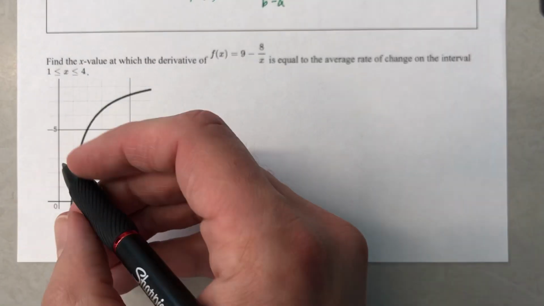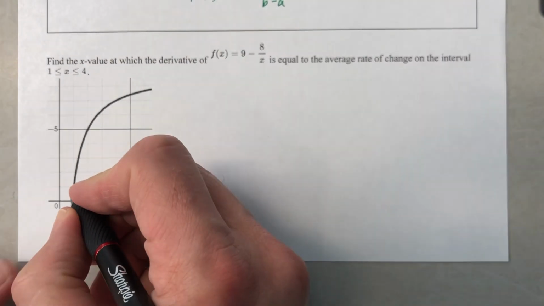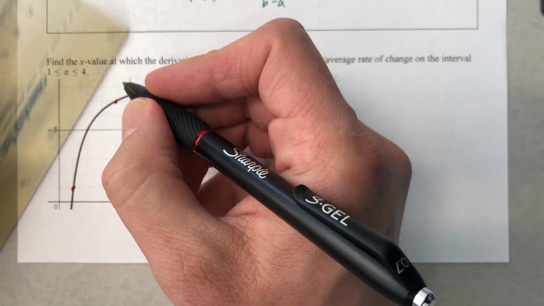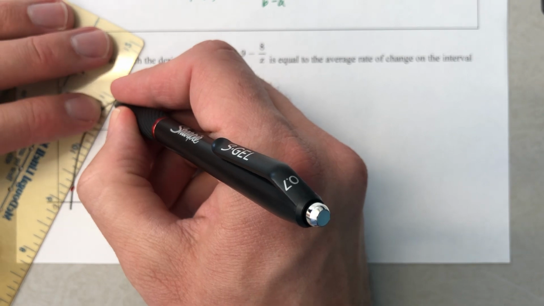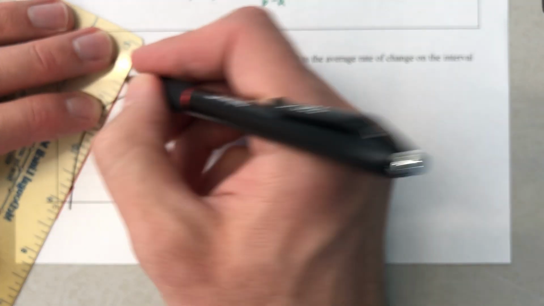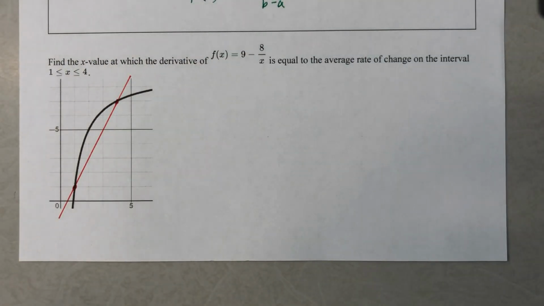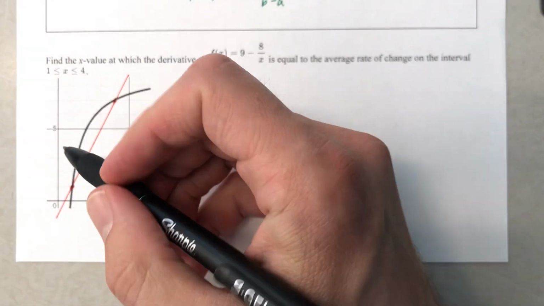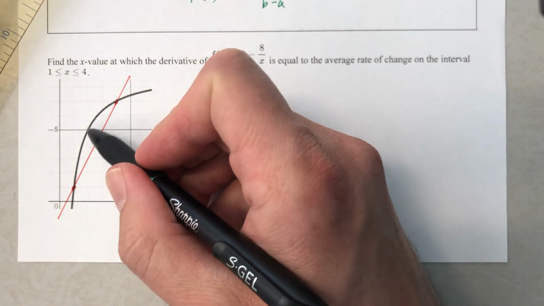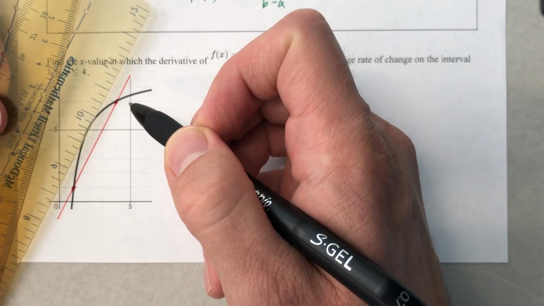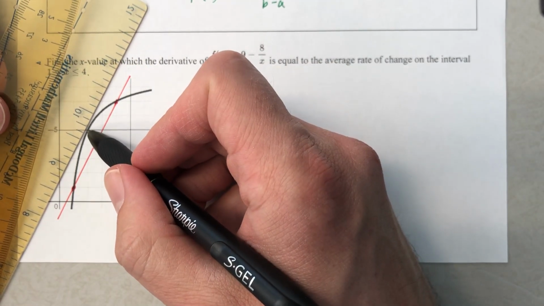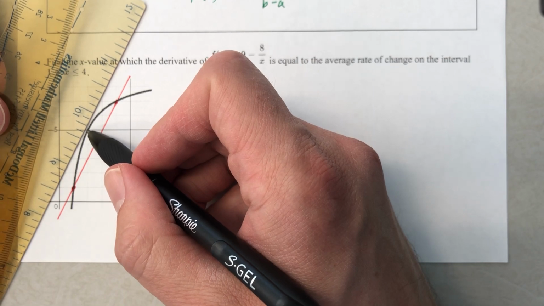But in this case, we're going to go from 1, which I believe is right there, to 4, which I believe is right there. And there is a slope. So there is an x value somewhere, at least one x value, and in this case it's exactly one x value, such that the slope of the line tangent to this curve at that x value is the same as this slope. And it is about right there. My guess is the answer is 2. We're going to find out in just a second.